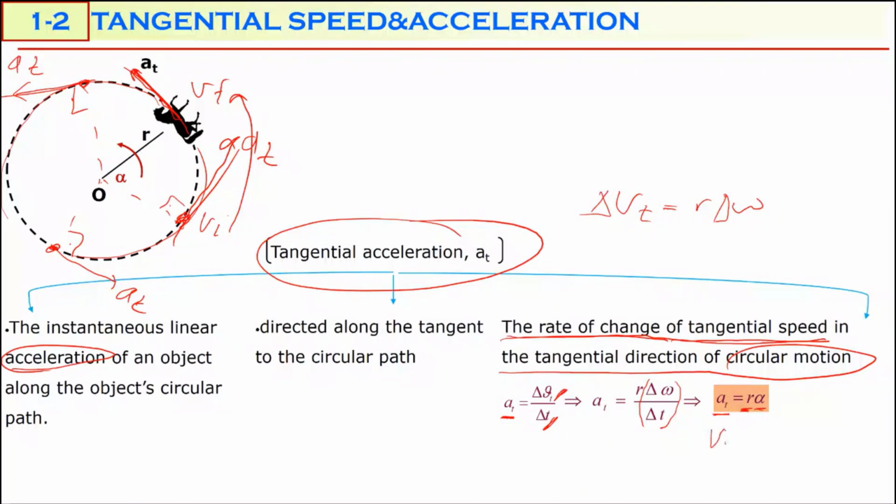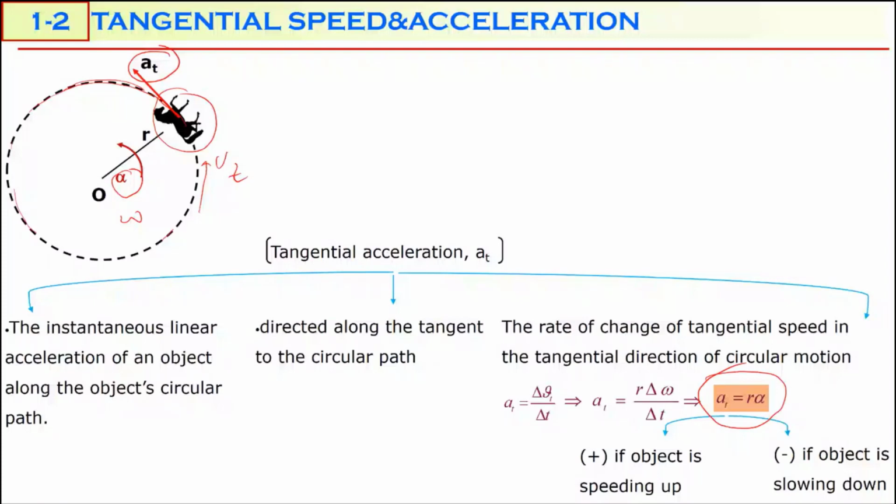Remember, tangential speed is equal to r times omega. Tangential acceleration is r times alpha. So angular acceleration multiplied by radius is tangential acceleration. Angular speed multiplied by radius is tangential speed. Their equations are very similar. So if I know the angular acceleration of an object, I can calculate the tangential acceleration of any point on this rotating object.